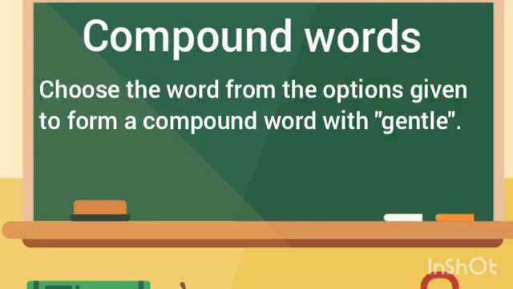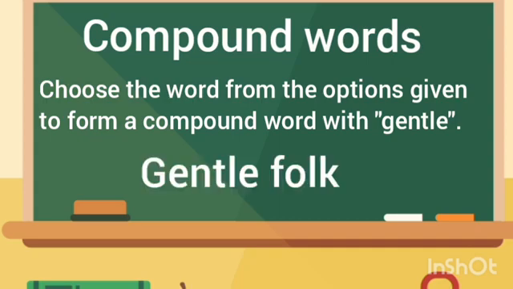Now the question can be asked in two forms. One is: choose the word from the options given to form a compound word with the word gentle, right? Four options will be given: side, folk, net, war. What is a compound word for gentle? Gentle folk, right? So like this they will be asking your question.